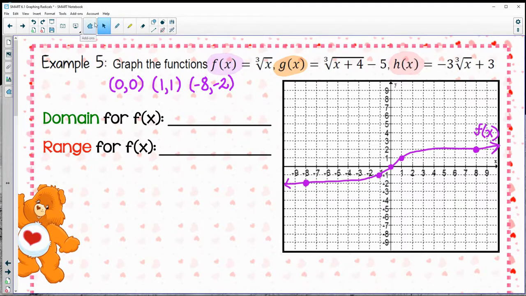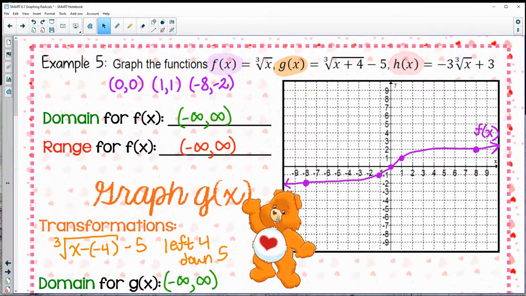Domain and range work out really nicely because it looks like I've got all the negative x's. I've got all the positive x's. So I've got -infinity to infinity. Range bottom to top, also the same thing. I have all these negative y values. I'm going to keep going, and I'm going to have all these positive y values.